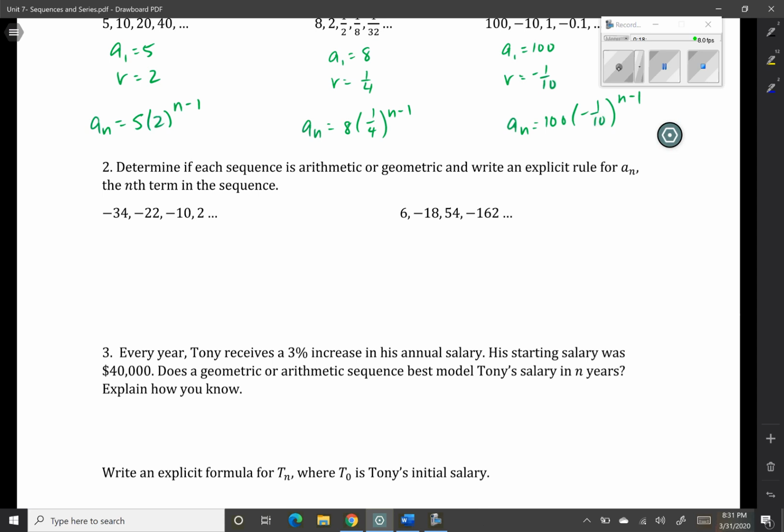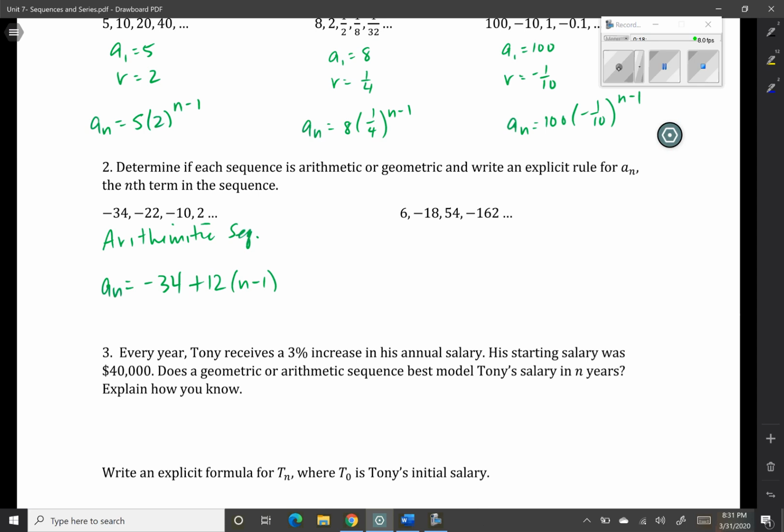So looking at this first one, we notice that the difference between each one is the same. So this is an arithmetic sequence. The explicit formula is going to be the first term plus the common difference, which is 12, times n minus 1. This is from lesson 2.